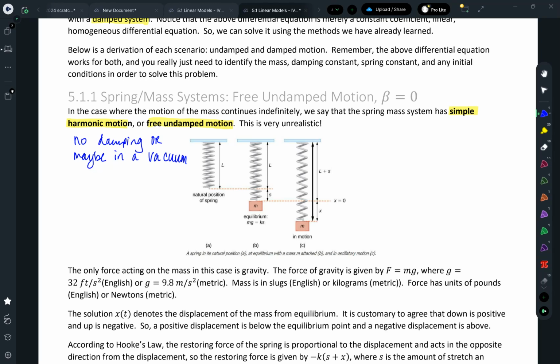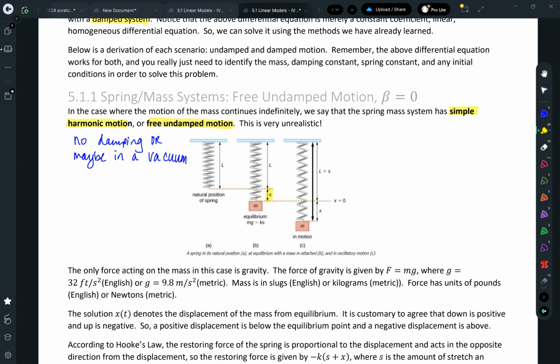And so when we consider this, we've got the natural position of the spring. I've got this little drawing here. We have a natural position, like if the spring was just hanging, this would be how long it was. But if we attach a mass, that's going to change the length that the spring is stretched by some s amount right here.